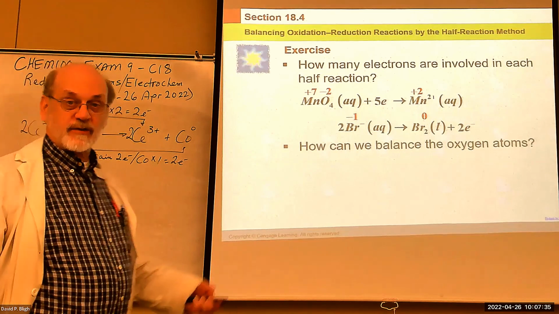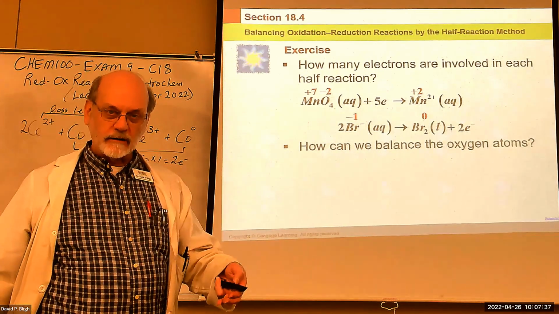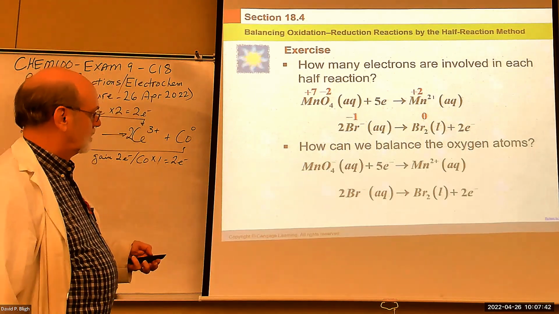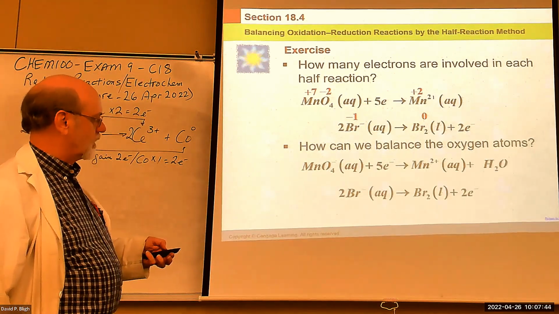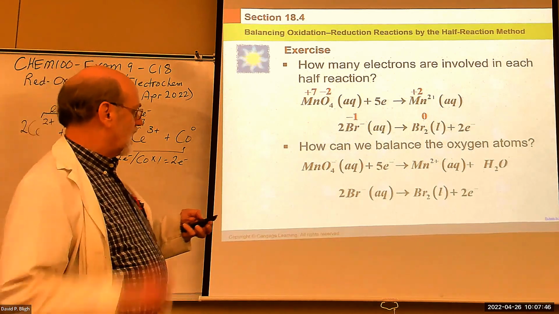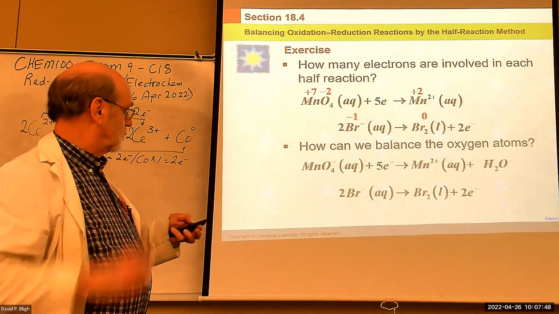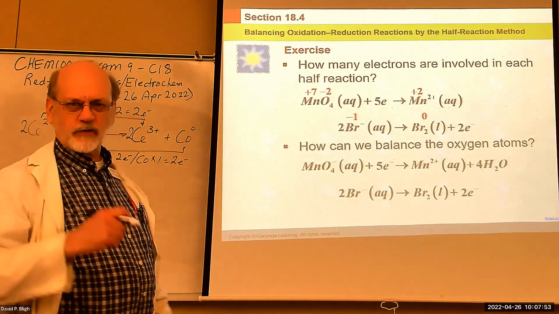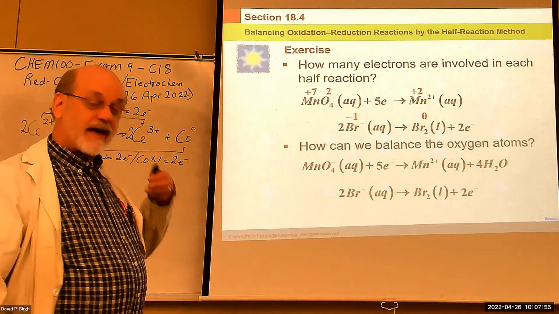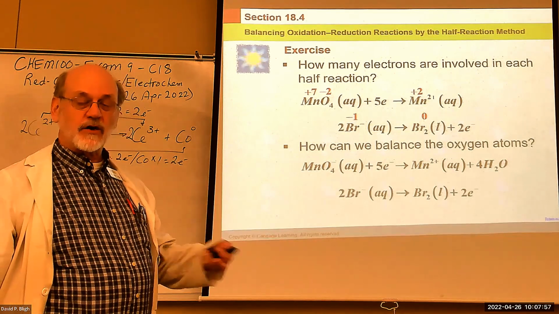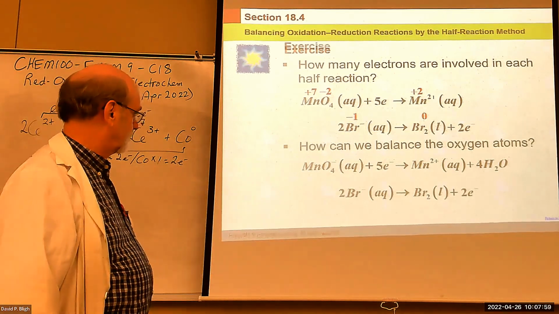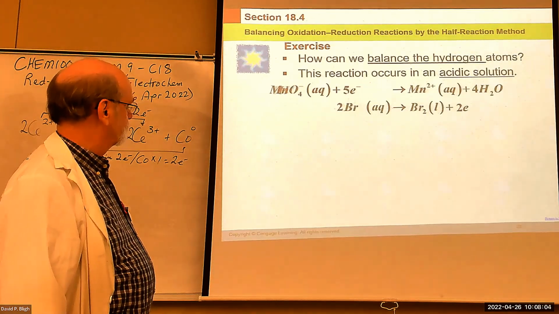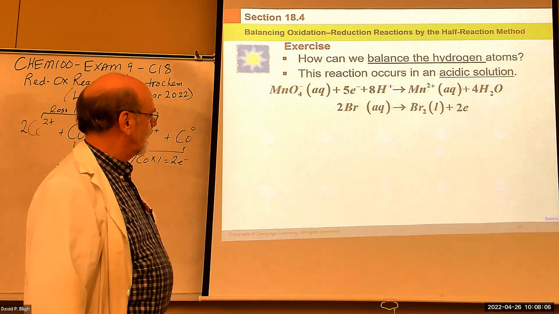Now the oxygen atoms have to be balanced out with water. So we put water on the product side. There we go. But we need 4 of them, don't we? We need 4 oxygens. There we go, 4 oxygens. So that gave us 8 hydrogens that need to go on the reactant side. There we go. 8 hydrogens.